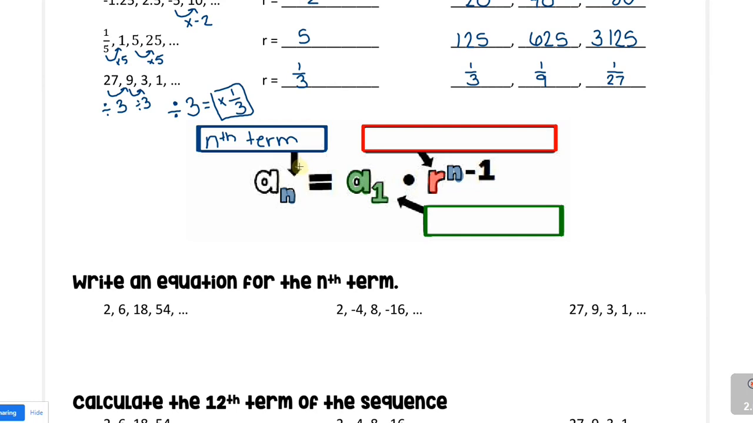So think of it as the term you are finding. A sub 1 is your first term. The 1 itself means first, so the first term. R is your common ratio. And this n here is the same n, so the nth term, the term you are finding.